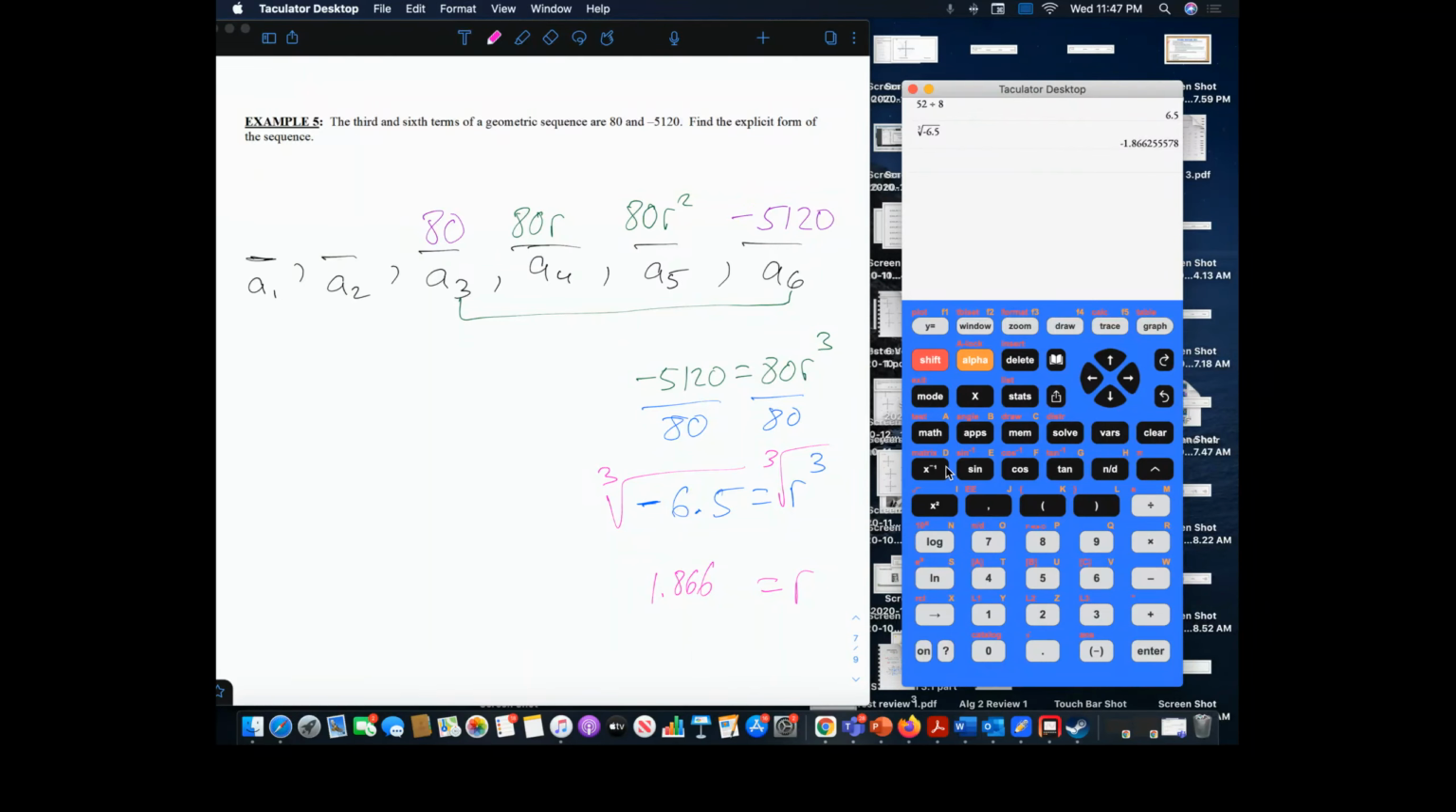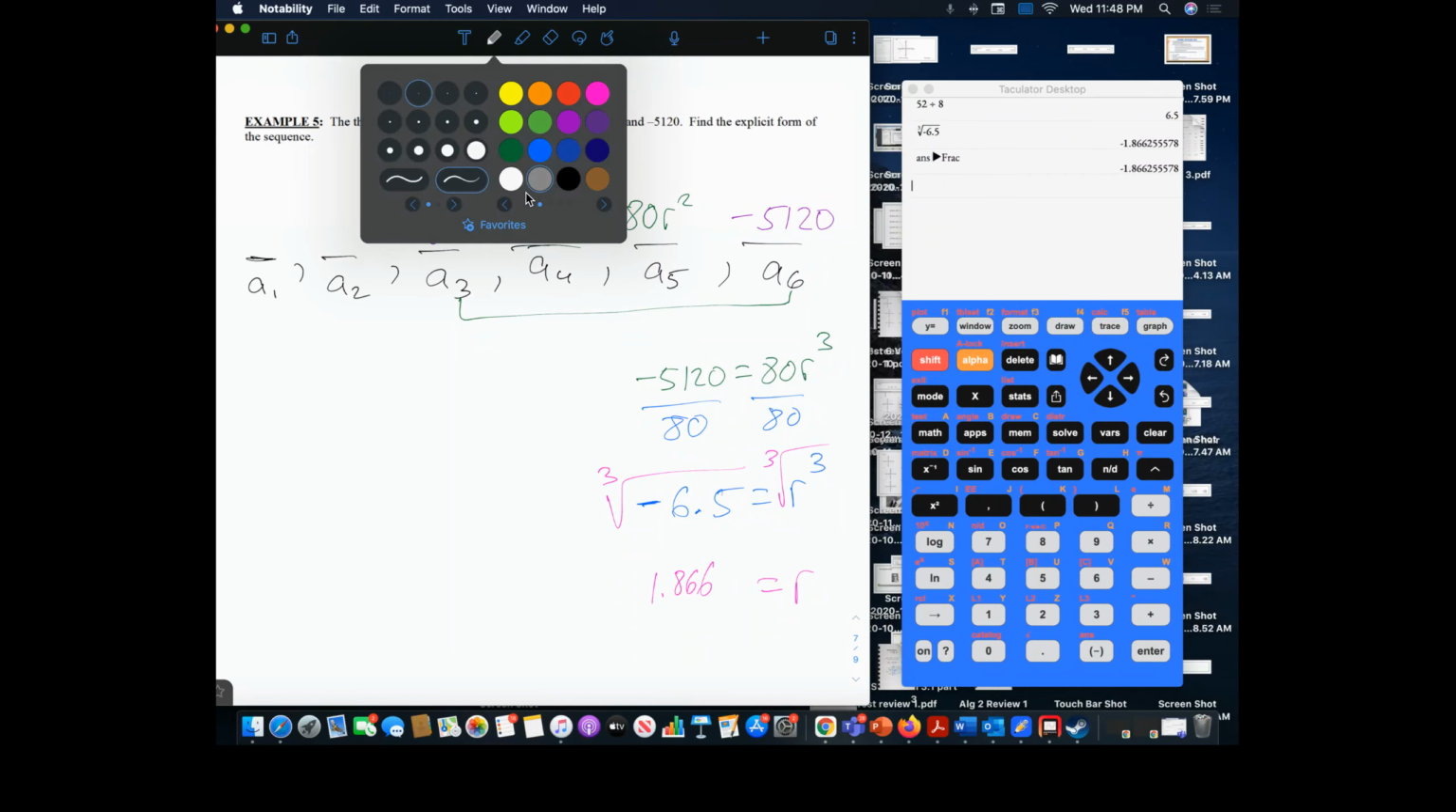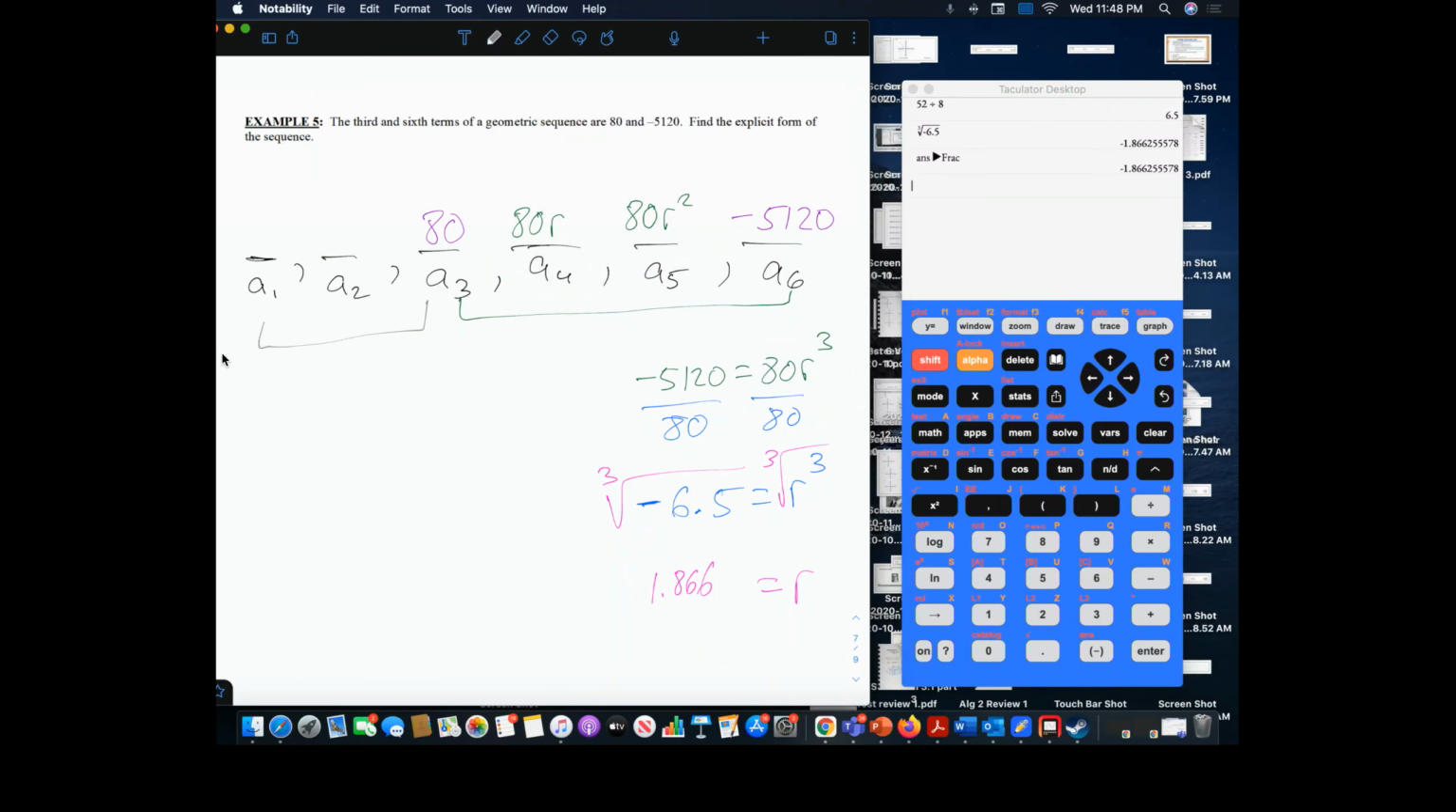Let's see here, if I hit math, I'm curious. Enter, enter. Yeah, it's not going to convert it. Okay, so in any case, R is not a very pretty number. That's okay. If I want to find the first term, we can do the same process in reverse.